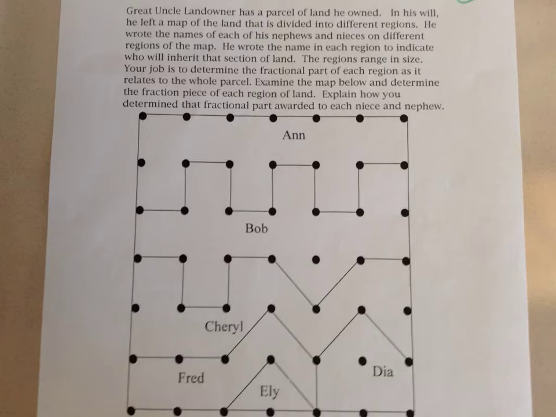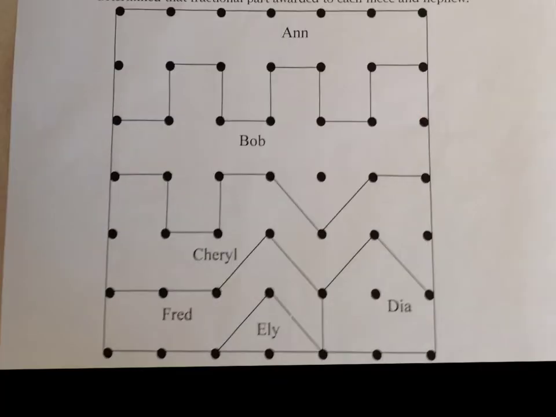Welcome back. So after reading the assignment, you know that we are trying to examine the map below to determine the fractional piece of each region of land. Explain how you determine that fractional part awarded to each niece and nephew. Look at the whole piece of land. We see that Uncle Landowner owns this whole entire square of land. So we need to figure out how much Ann, Bob, Cheryl, Fred, Eli, and Dia have as part of this whole entire land. So in order to know what each person has, we need to figure out how much Uncle Landowner has total.